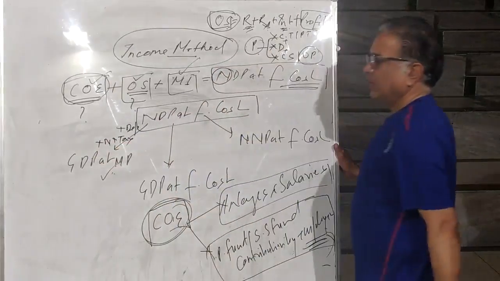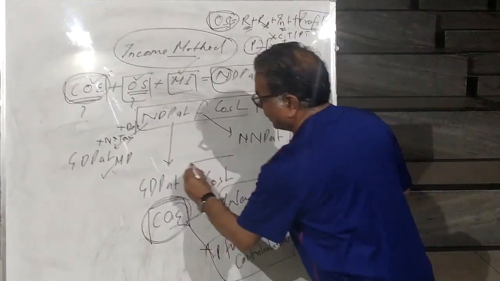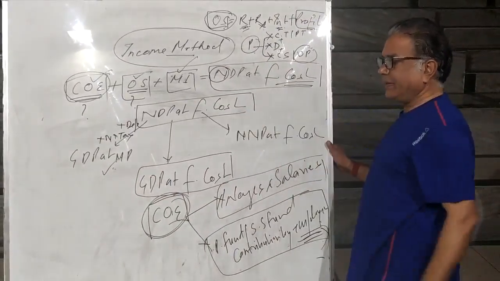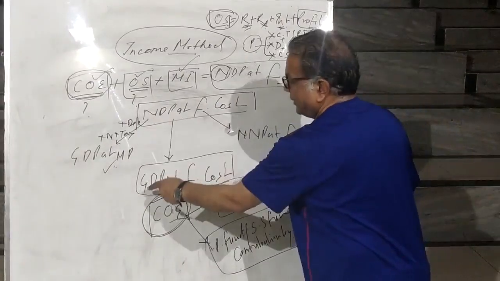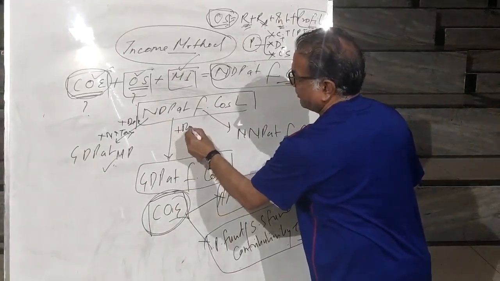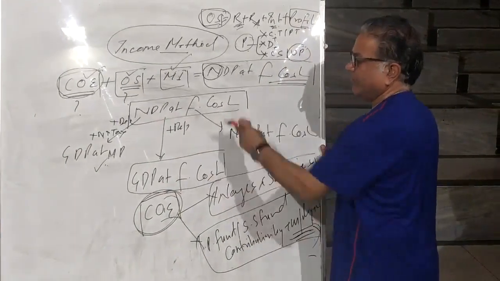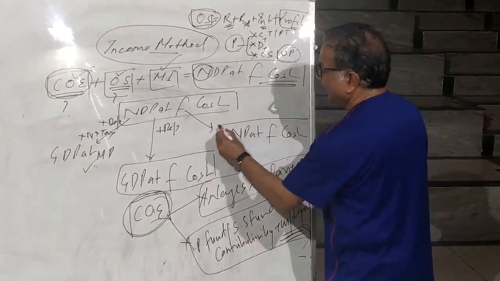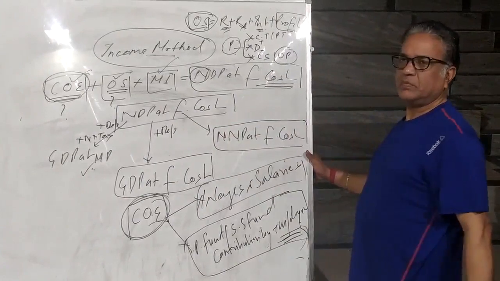Done. Suppose he asks you to calculate GDP at FC. So first you will calculate NDP at FC. Then net into gross: plus depreciation. Domestic, factor cost, done.